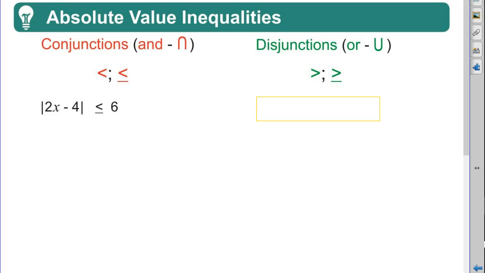Okay, so, all right, we are already isolated. The absolute value is isolated. We have a less than or equal to. We know this is a conjunction. We still need both solutions. So 2x minus 4 less than or equal to 6.